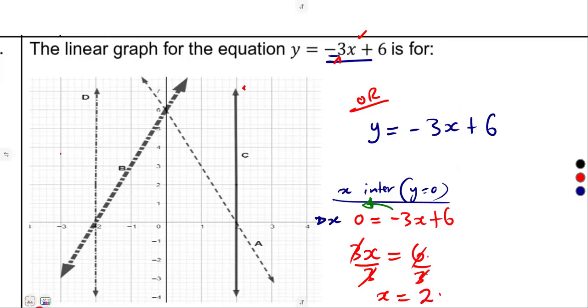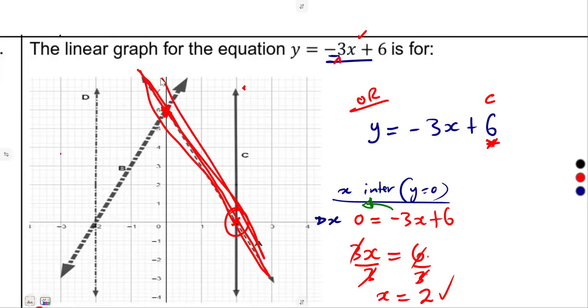Our x-intercept is 2 for the graph of y is equal to minus 3x plus 6. As we can see, our x-intercept is here at 2 on the x-axis. The y-intercept, as we can see, is already there. Remember, c represents the y-intercept. The y-intercept is 6. So the graph that is going to be drawn is what? It is graph A.